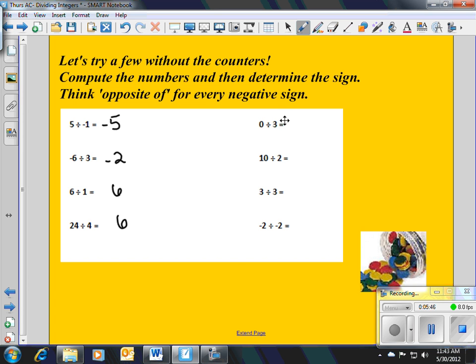0 divided into 3 groups. If you had nothing, and you divided that into 3 groups, that means each person gets nothing. 3 divided by 0 cannot happen, so it doesn't exist. And you'll learn more about that a little bit later. 10 divided by 2, no negatives, so your answer is positive. 3 divided by 3, no negatives, answer is positive. Negative 2 divided by negative 2, 2 negatives make a positive, and 2 divided by 2 is 1.